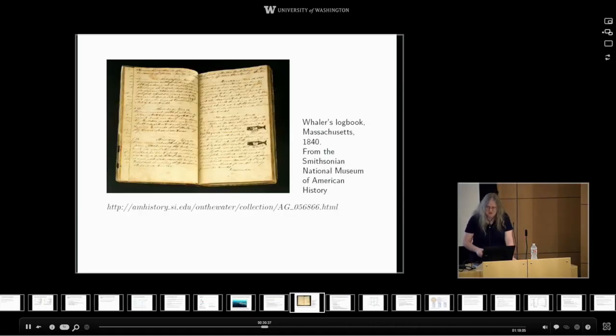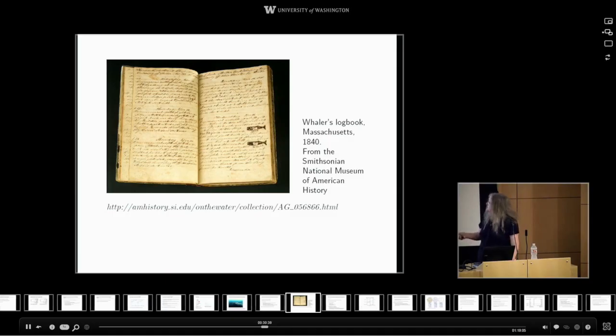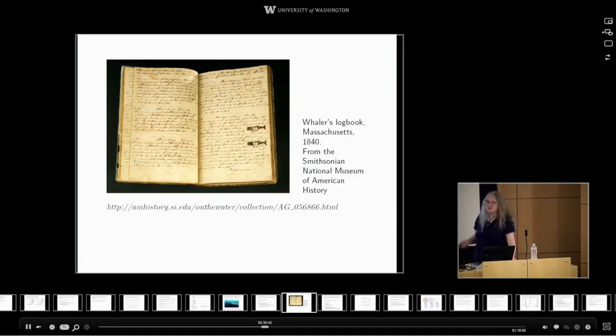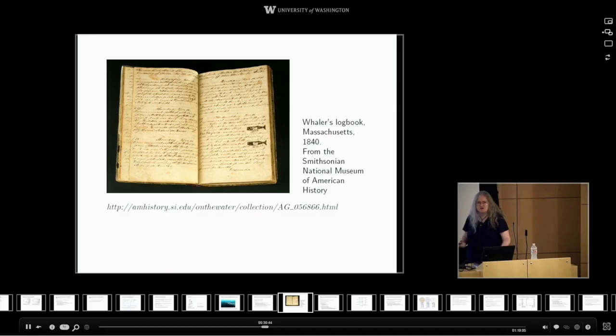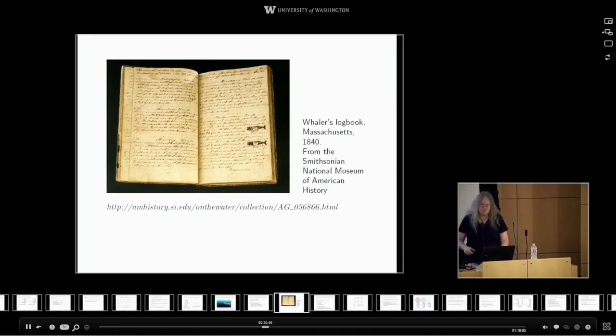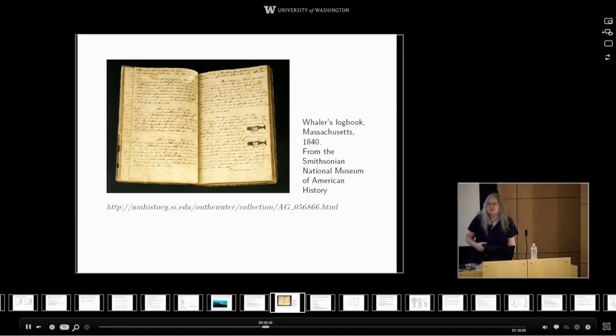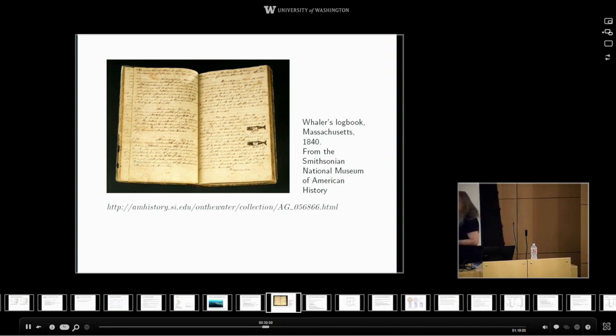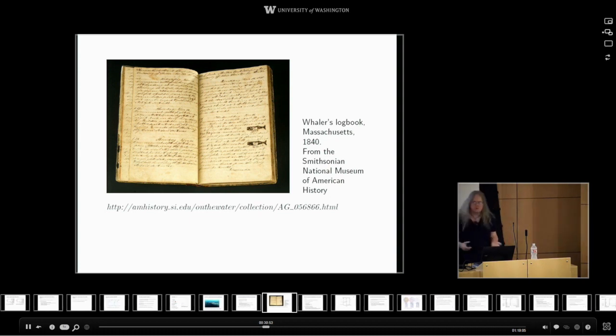Whalers' logbooks are not giving us, this is an actual photograph of a whaler's logbook where the whaler not only counted but illustrated the animals he found, but they are not giving us really what we want to know. Molecular data gives us an alternative possibility for finding out what the past history of this population was.